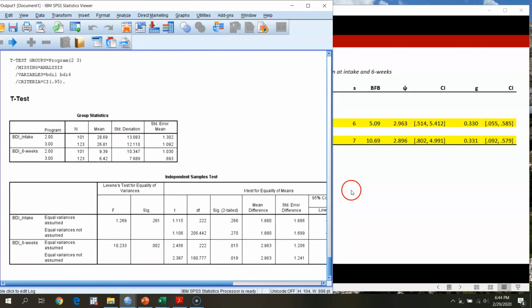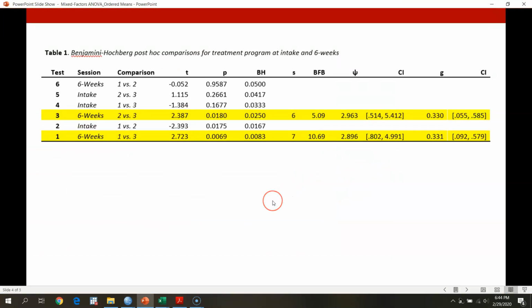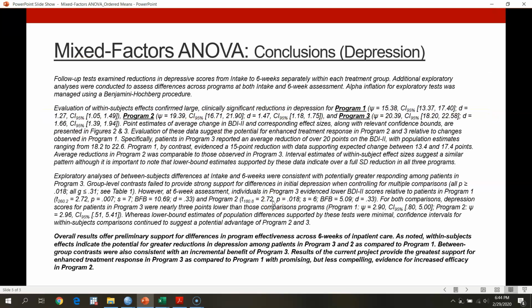So if we were to tie all this together, we went through and ran some within subjects contrasts and between subjects contrasts. If we were to write this up for class, and again, these are in your lecture slides, this is how we might put some of this together, right? We're saying that we're seeing large clinically significant reductions for all 3 programs, 1, 2, and 3, right?